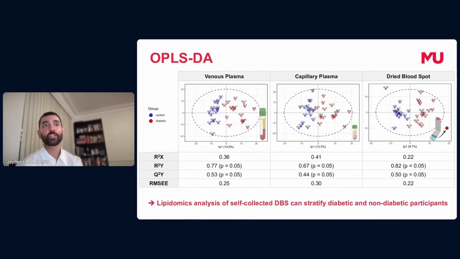for diabetes discrimination. And interestingly, DBS showed comparable and sometimes even slightly superior performance to venous plasma in terms of the R²Y and prediction error, highlighting its promise for patient-centric lipidomics, which is really cool to see.